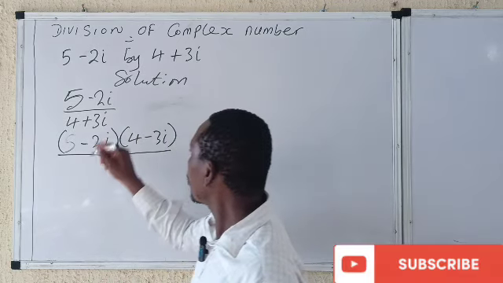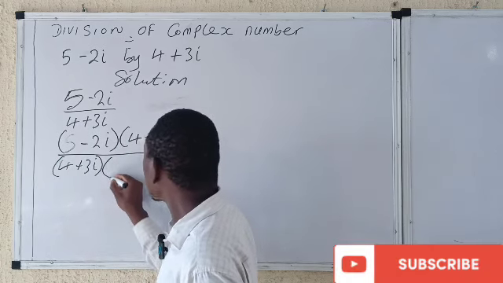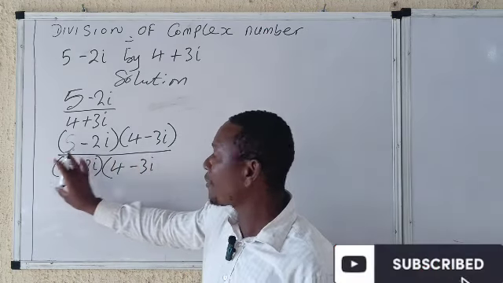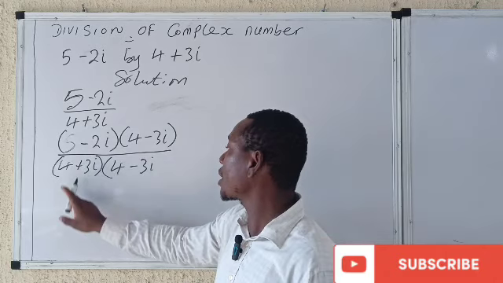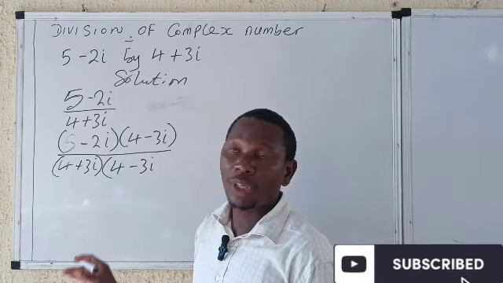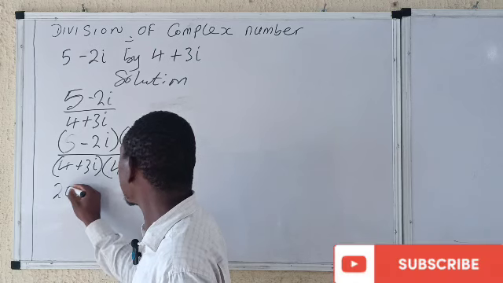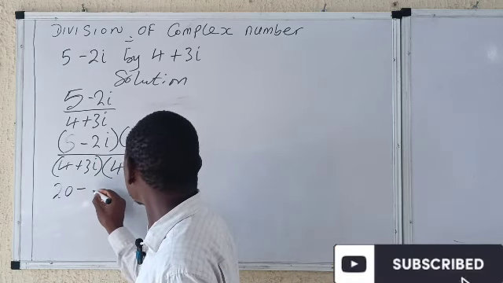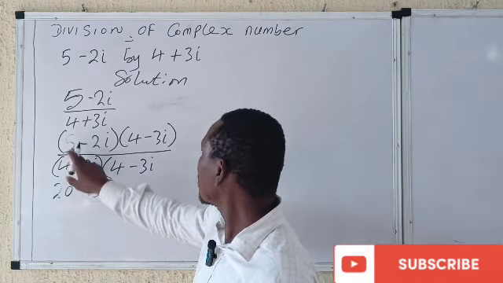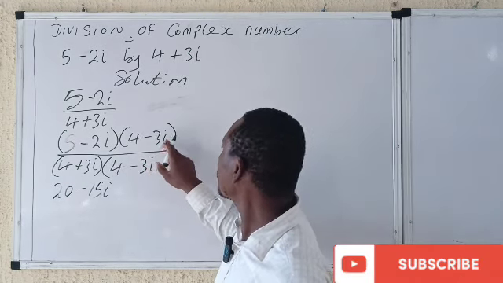Now, please take note. The bottom part, we are still going to multiply by 4 minus 3i. I can easily simplify this. There's a simple method of simplifying: 4 squared minus 3 squared i squared. But I'm going to show you how you can get that. Now, just simplify the numerator. 5 times 4 is 20. 5 times this is minus 15. Remember, 5 times 4 is 20. Then 5 times 3i, that's 5 times 3 is 15, then put your i there.